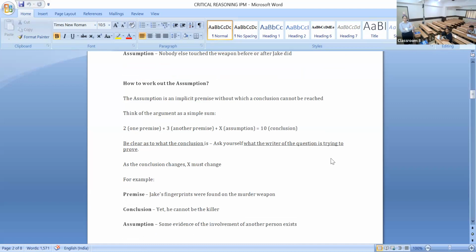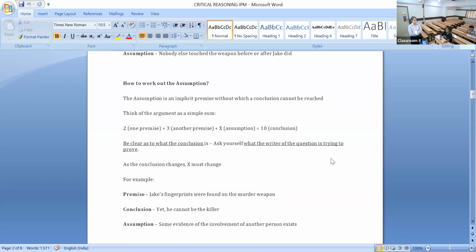So you can see over here, the assumption is an implicit premise without which a conclusion cannot be reached. Let's talk about this. What is an assumption? What are they trying to say? It's an implicit premise without which a conclusion cannot be reached. Anyone, if you can just decode.